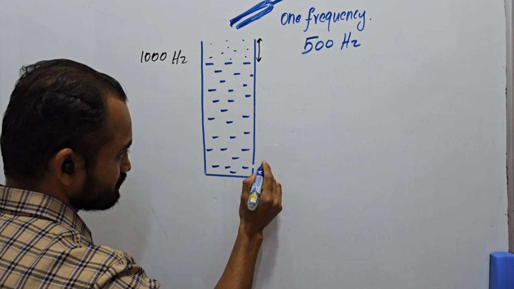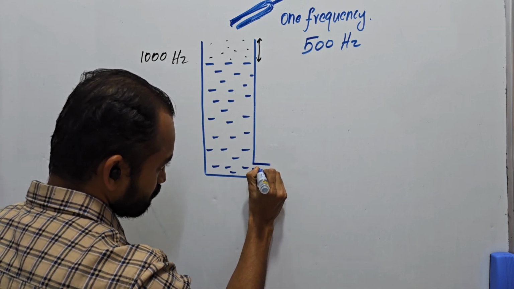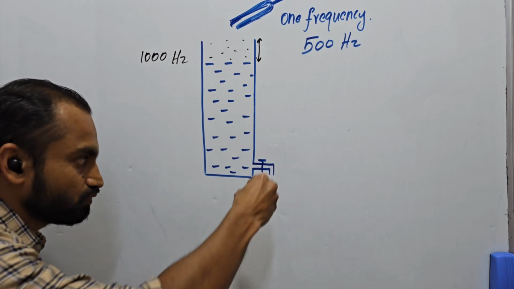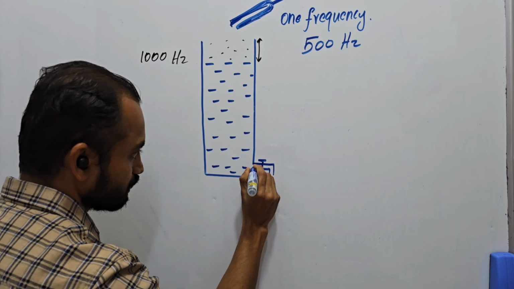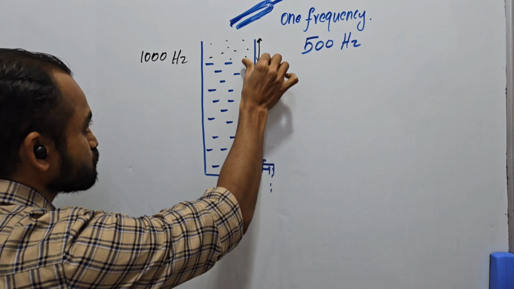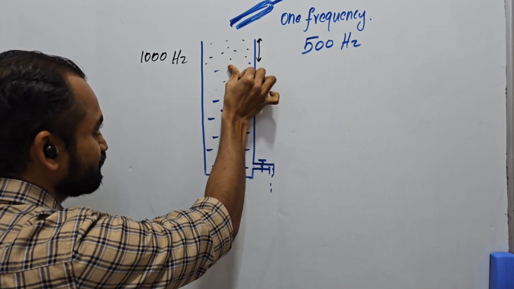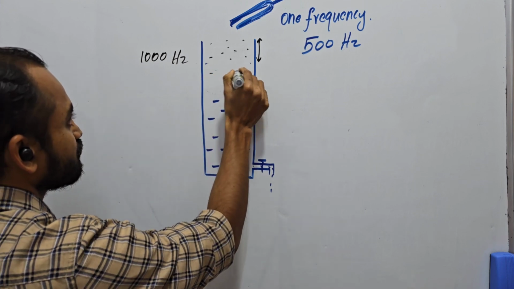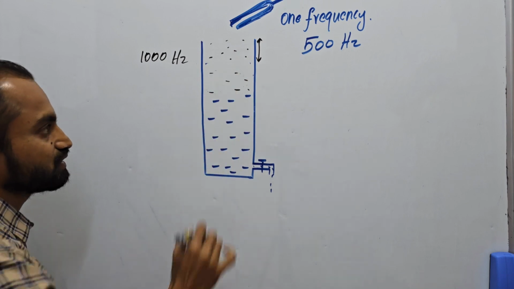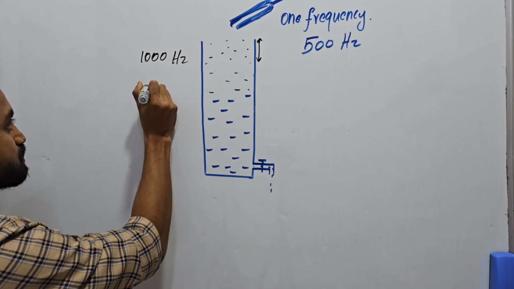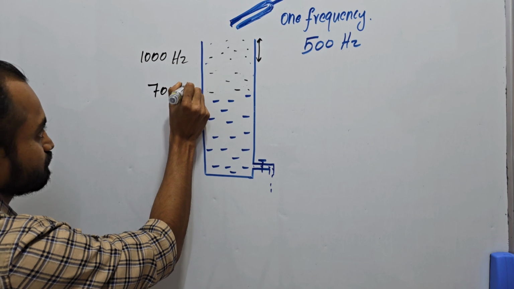How will I change the size? Here I will make a tap. Okay, I will open the tap. When I open the tap, what happens? Some of the water will flow out. So like that we are increasing the length. So I think the wavelength will increase, right? When the wavelength increases, frequency will decrease, right? Frequency will decrease. Now the frequency, for example, is 700 hertz.